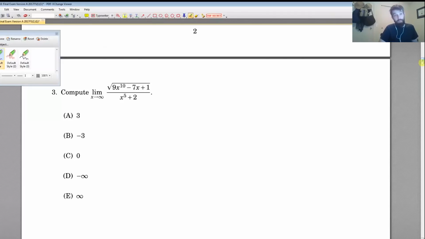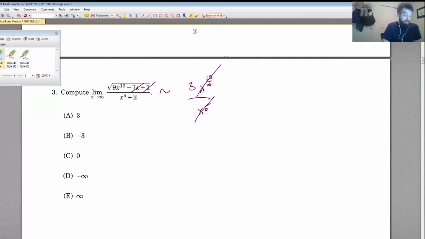But with a square root, that gets a little bit confusing because on the top here, there's a square root of x to the 10. So if I look at what its highest power is on the top here, obviously the 7x and the 1 don't matter. So this sort of looks a little bit like root 9, which is 3, right? Square root of 9 is 3. And then it's like x to the 10 square rooted, which is the same thing as x to the power of 5. And on the bottom here, it's just going to be x to the power of 5.